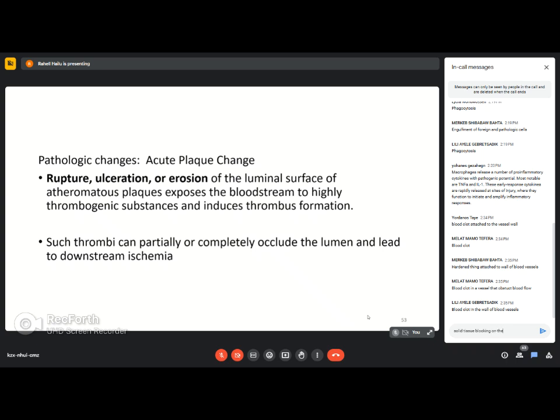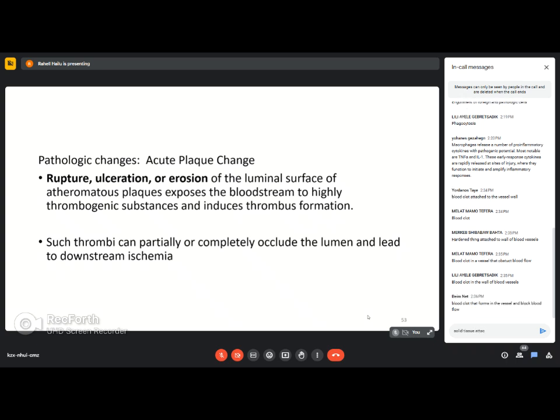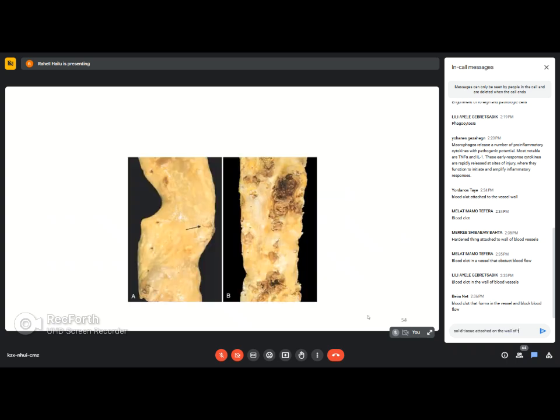Next we'll talk about thrombus, so we'll talk about it further. It can induce thrombus formation. It can activate the coagulation cascade, and such thrombi can partially or completely occlude the lumen and lead to ischemia. So this is basically the same image that I've shared with you before.